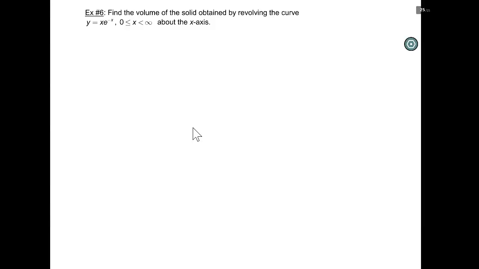So let's look at the very last example, example 6, because this is where sometimes we have the volume with these improper integrals. So we want to find the volume of the solid obtained by revolving the curve y equals x e to the negative x from 0 to infinity about the x-axis. So we picture this, that's our r. Now our area, if this is rotating, is going to be pi r squared. So my volume is going to be pi times the integral from 0 to infinity of (x e to the negative x) squared dx.